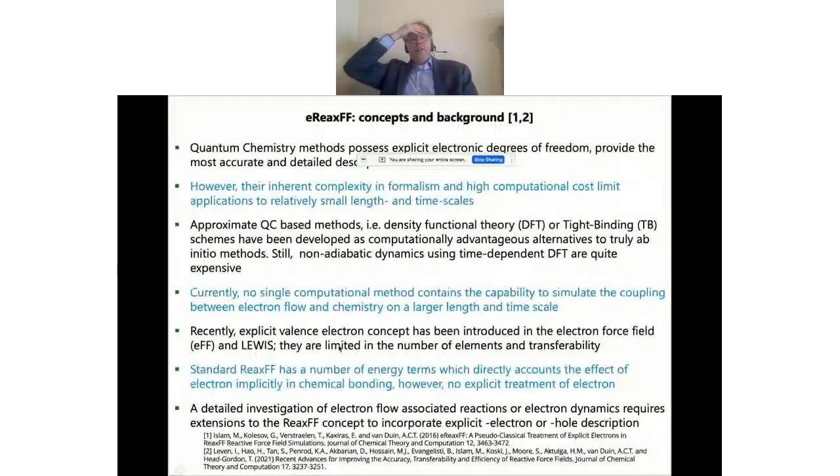Okay, switching topics one more time. I want to talk a little bit about ReaxFF. So this is the ReaxFF concept, where we have some level of communication between the charge section and the covalent section. And this follows some of the concepts earlier developed in eFF and the Lewis force fields from the Goddard group.